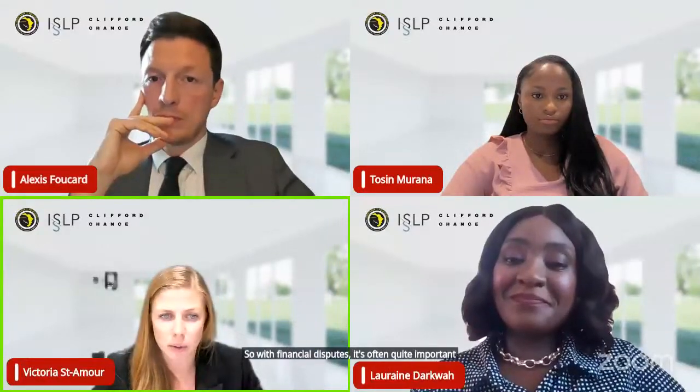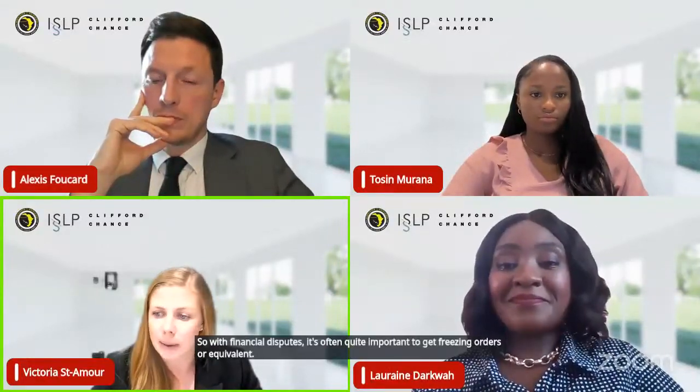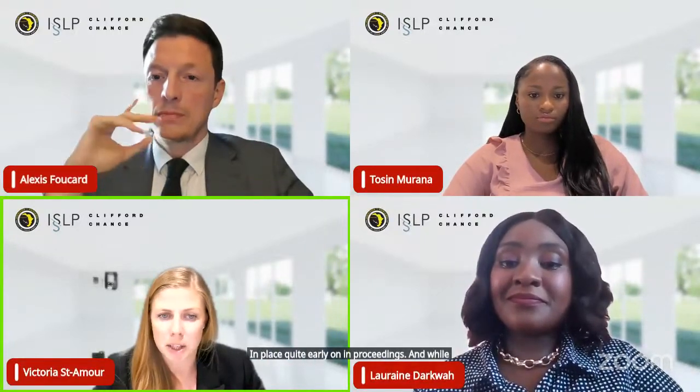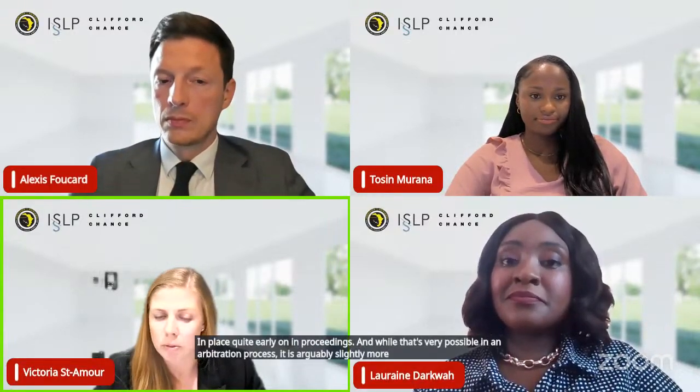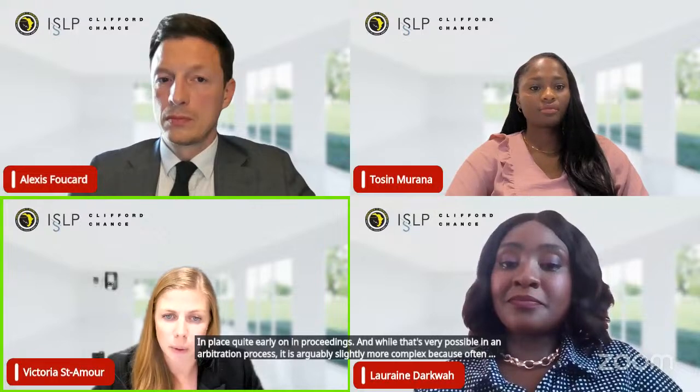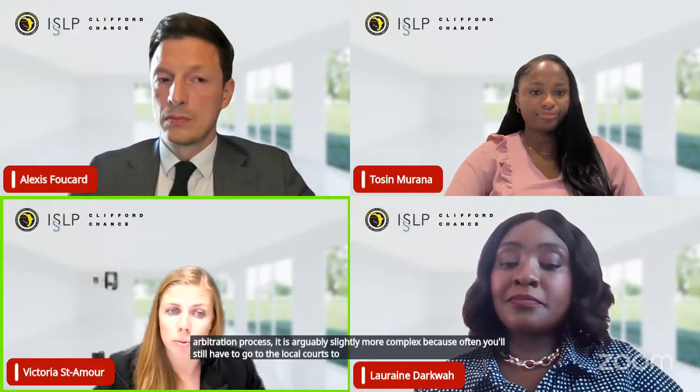So with financial disputes, it's often quite important to get freezing orders or equivalent in place quite early on in proceedings. And while that's very possible in an arbitration process, it is arguably slightly more complex because often you'll still have to go to the local courts to request support for your arbitration.